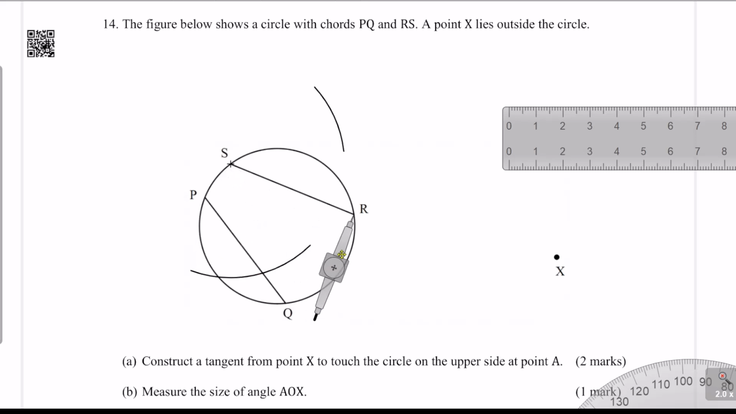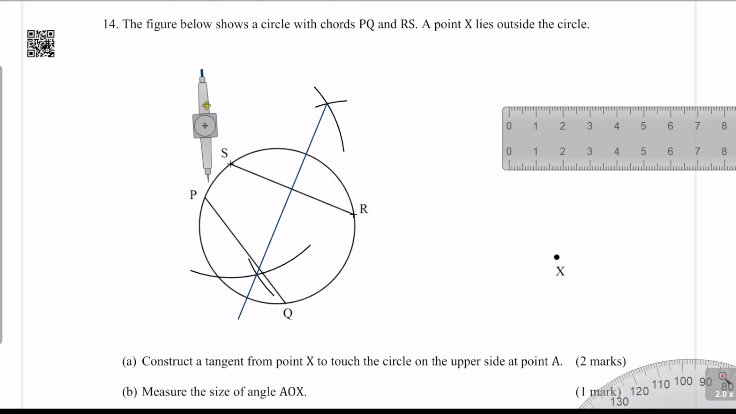Then you stand at R, and with the same radius you cut that arc, and then you cut that arc there. So from there you can join the points of intersection of these arcs using a straight line. That would be the perpendicular bisector of SR. Then you do the perpendicular bisector of PQ.